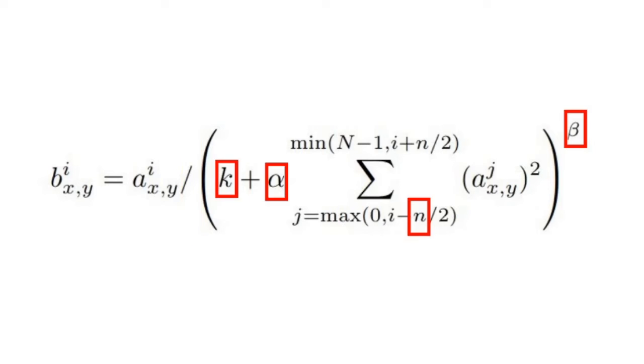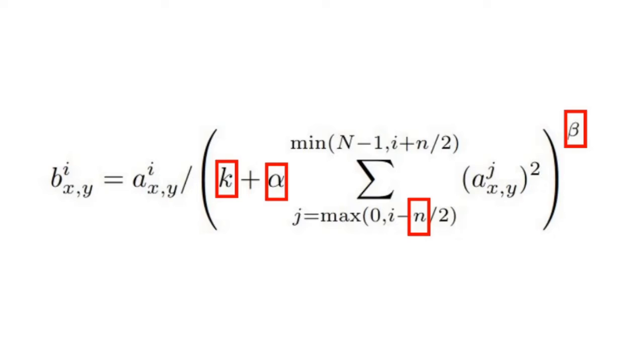So there are four parameters that need to be set using cross-validation. We have k, which acts as a bias. We have alpha, which multiplies the summation that you see over here. We have beta, which scales the whole normalization. And finally, we have n, which is a parameter to see how deep in the order of kernels we need to take into consideration. So if n was 10, there will be 10 neurons in 10 different kernels that will be used for the normalization.